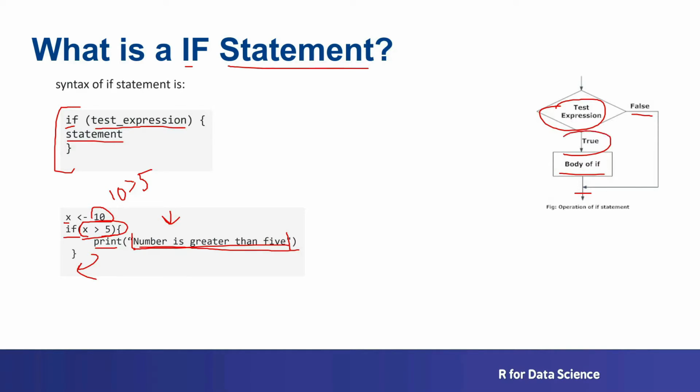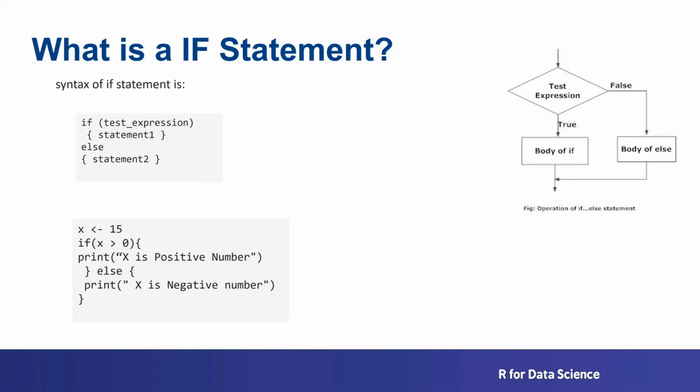But if it's true, just like we have right now, 10 is greater than 5, so it's true. So the body of the if is "number is greater than 5". I want it to print "number is greater than 5", so this will be printed in the console. Easy peasy. Okay, let's go to the next one.